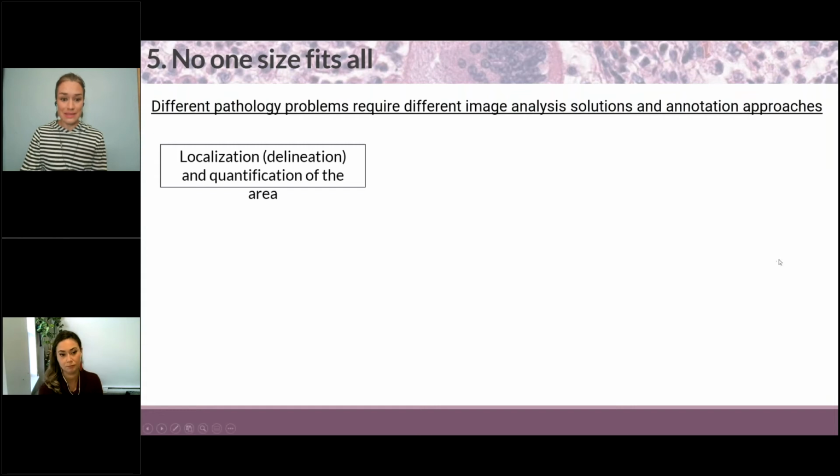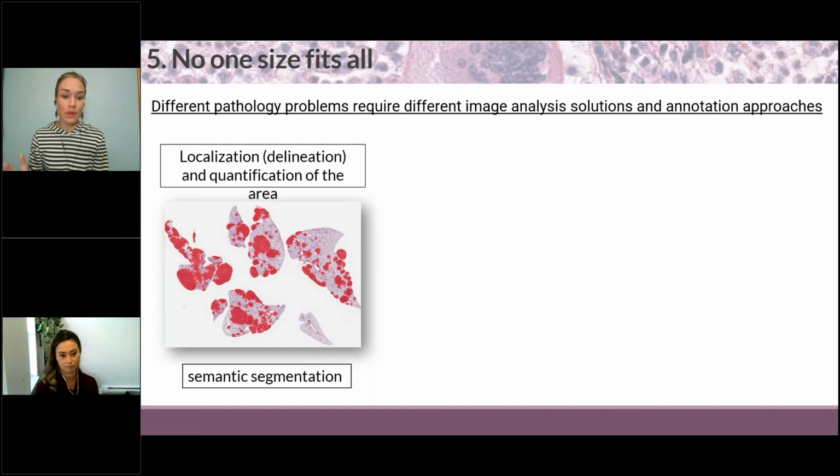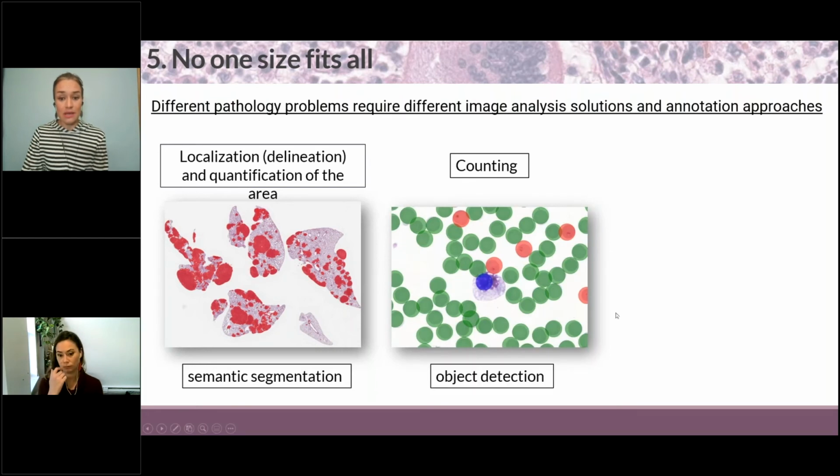So we had this example where we wanted to localize and delineate as well as quantify the area of those tumors. And we annotated it in a certain way. And Lindsey mentioned this is semantic segmentation. Semantic segmentation is the way the computer approaches this problem. But if we're doing this, we are not counting. This is just to detect the regions and to quantify the area. If we want to count, then we are using so-called object detection. And if we are doing semantic segmentation, we're not doing object detection. If we're doing object detection, we're not doing semantic segmentation.